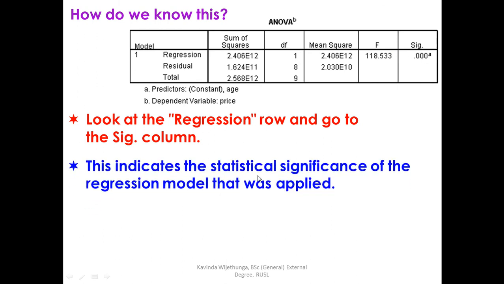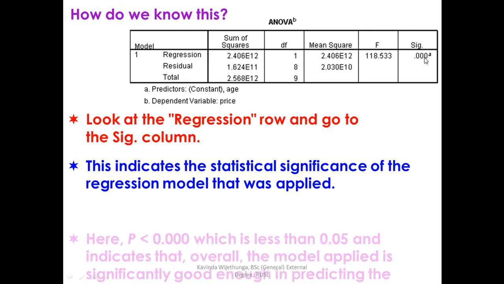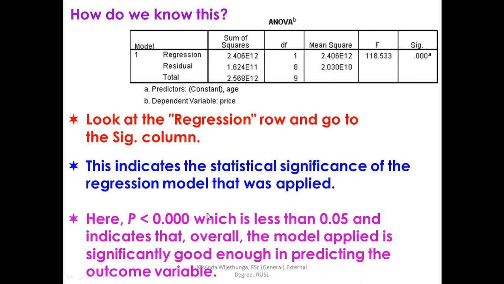This indicates the statistical significance of the regression model that was applied. So this shows the statistical significance of that model. Here p is less than 0.05, which indicates the overall model applied is significantly good enough to predict the outcome variable, right?